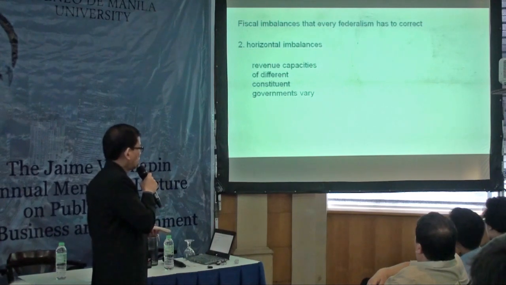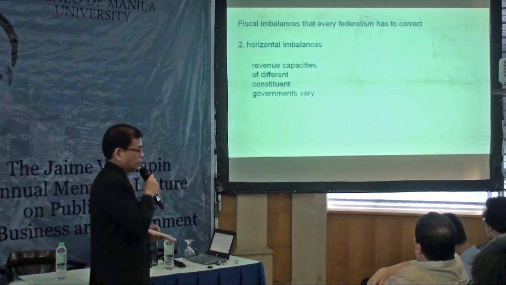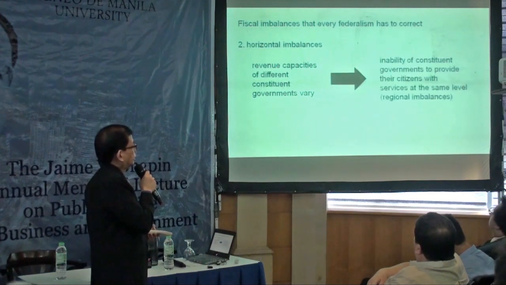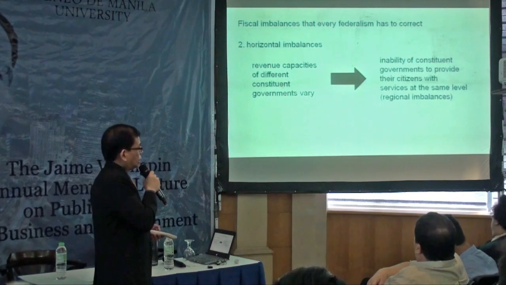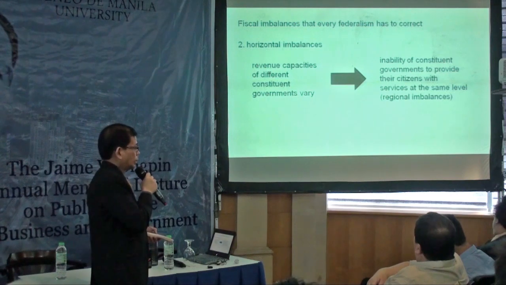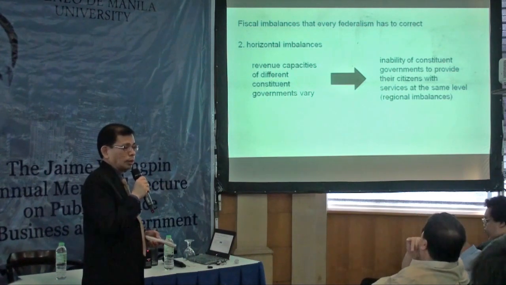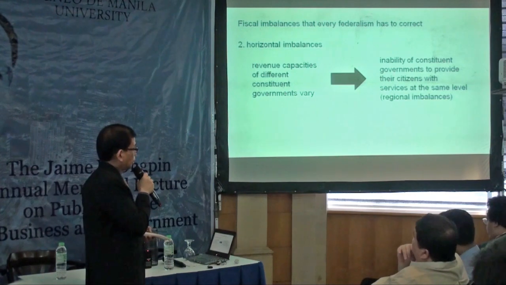Horizontal imbalances happen because revenue capacities of different constituent governments vary, and this results in the inability of constituent governments to provide their citizens with services at the same level. This would be understood as regional imbalances.